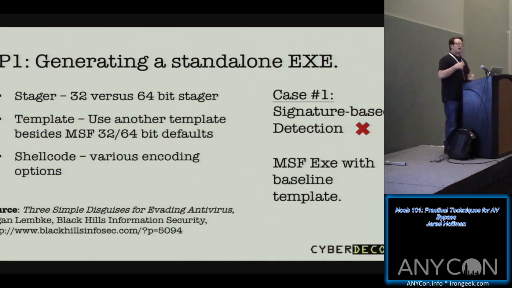So the next step was, well, what can I do while I'm still in Metasploit and mess with that payload? I came across this article by Logan Lemke from Black Hills Information Security, and he breaks down the components of a Meterpreter payload: the stager, the template, and the shellcode. I really won't get into it, but those are three areas that we can modify to get around that signature detection, and that's the first hit we got was signature detection.